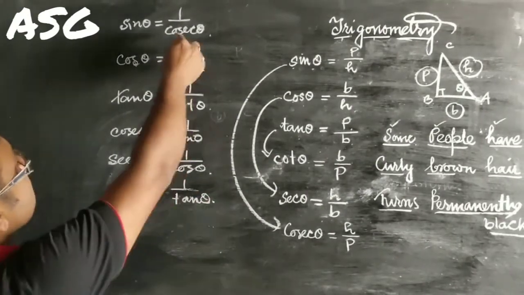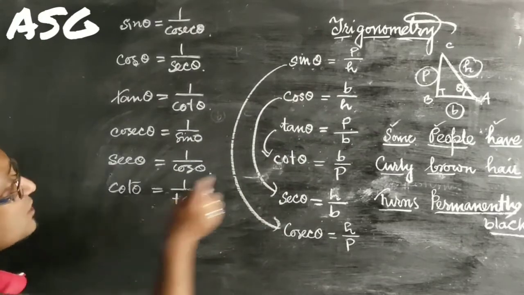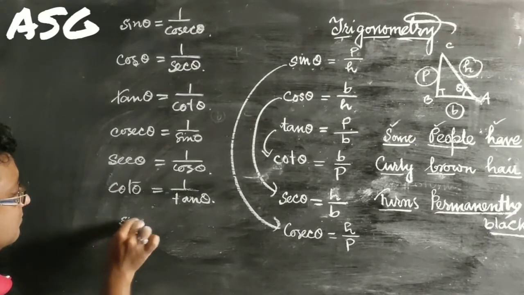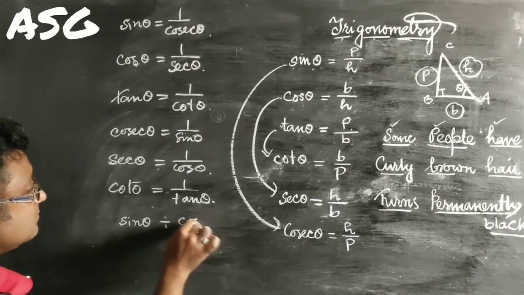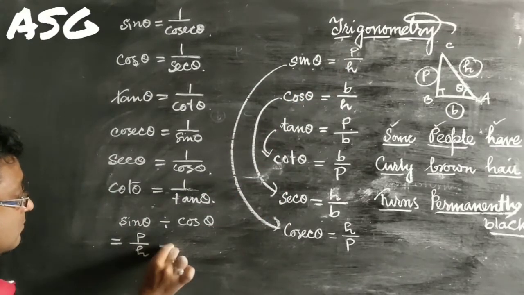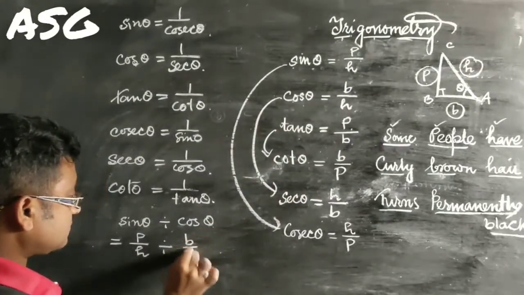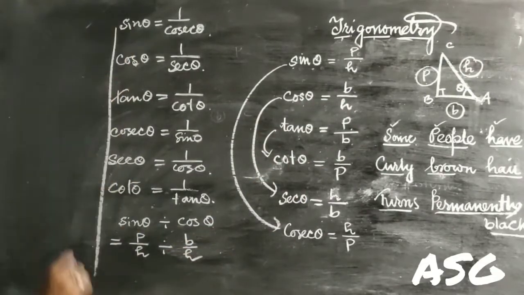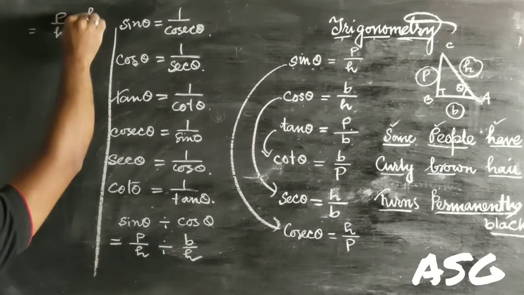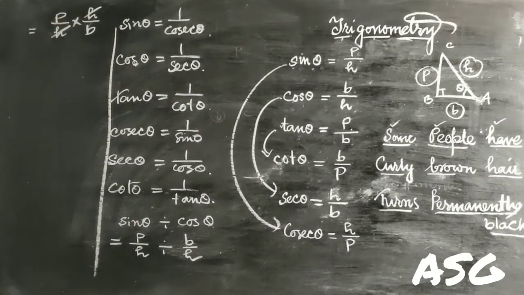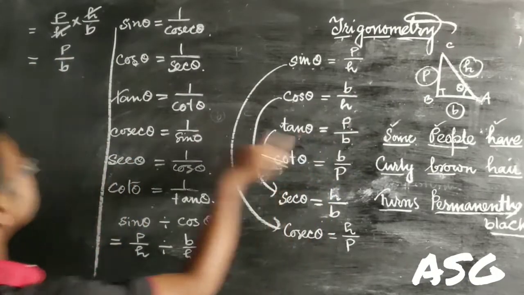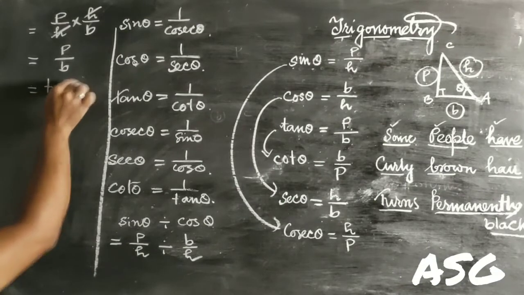Another thing that we can get from this, suppose tan theta, what we have written? P by B. So you write sin theta divided by cos theta. We know sin theta is what? P by H. And cos theta is B by H. So this becomes P by H into H by B. H and H you can nullify. You are going to get P by B. And what is P by B? P by B is tan theta. So I can write equals to tan theta.